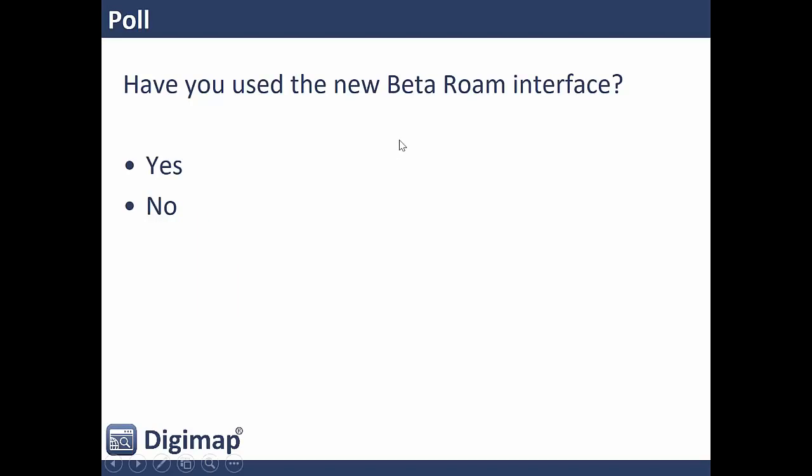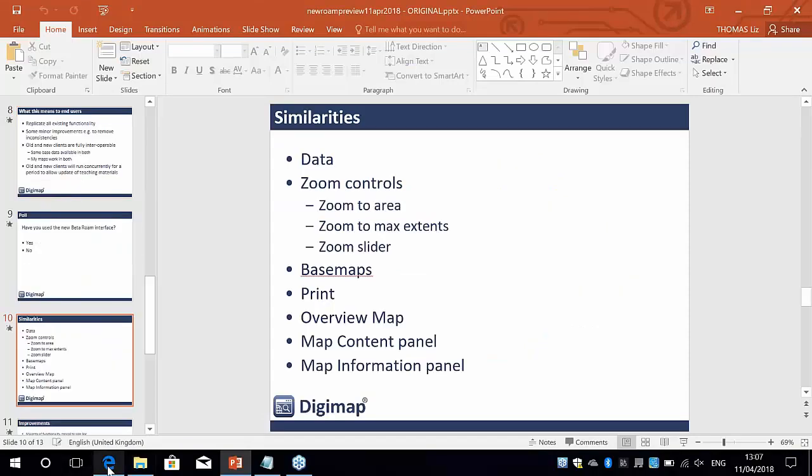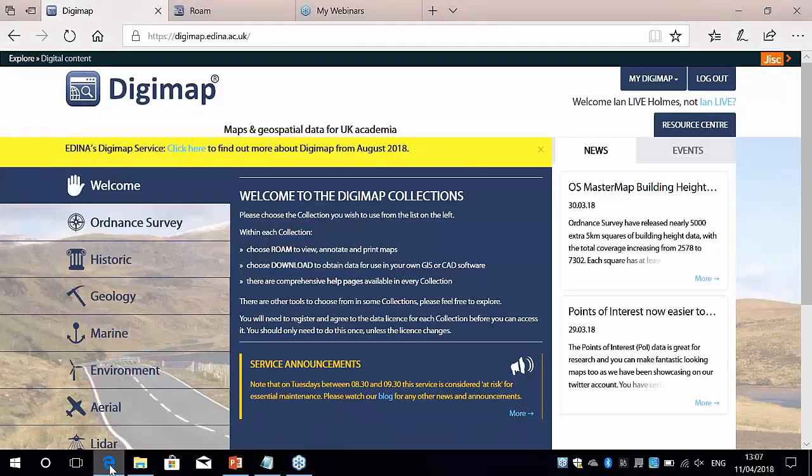The beta Roam applications were launched, the Ordnance Survey one was available in October last year, so it's been available for a few months now. And we launched all the others for all the other collections in November last year. So yeah, they are there. But rather than go through these slides, what we'll do is we're actually just going to jump and show you the new applications via a live demo.